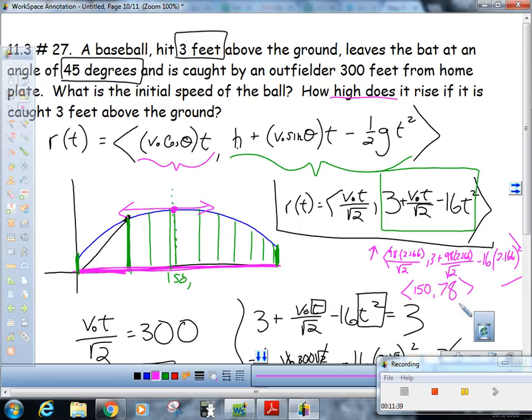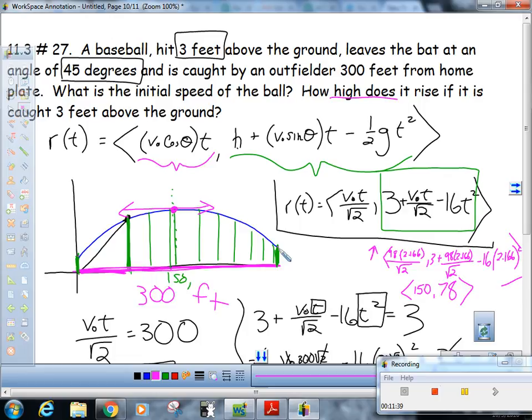And I hope that makes you feel good. I mean, that's great. We had a 300-foot hit, and at exactly the halfway point, because it was hit and caught at 3 feet, you'll have it be about 78 feet tall.